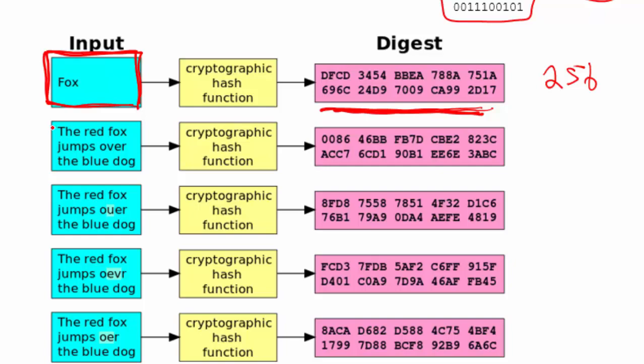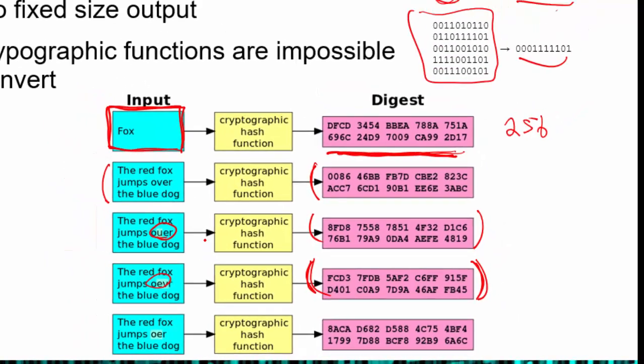So notice here I've got the red fox jumps over the blue dog, and here's what my hash is. If I just change one letter in over, maybe mistype or put a V instead of a U, notice that the hash looks dramatically different. Again, if I make one little subtle change to it, the hash changes a huge amount. This makes it really impossible to invert because it's really impossible to find any sort of trend, if you were to look at examples, to determine what the input would be.